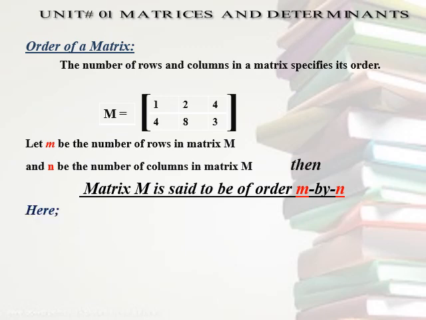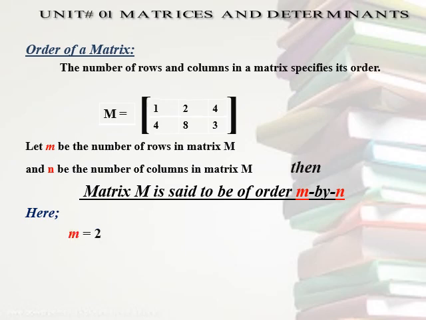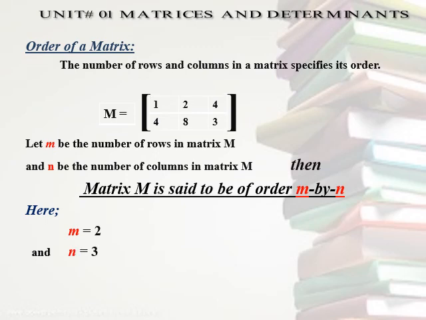See, here we have two rows in this matrix. As we are representing rows by m, so m is equal to 2 and number of columns are 3. As columns are represented by n, so n is equal to 3. Here order of matrix M is 2 by 3. As I have written number of rows first and then number of columns, that is 2 by 3. This is what the order of matrix is.